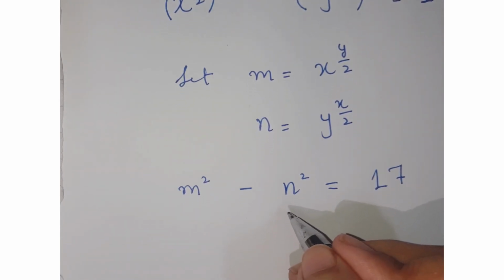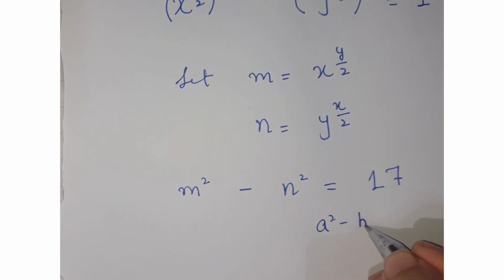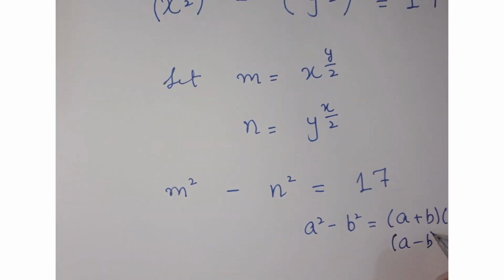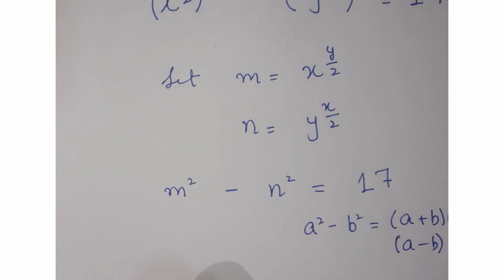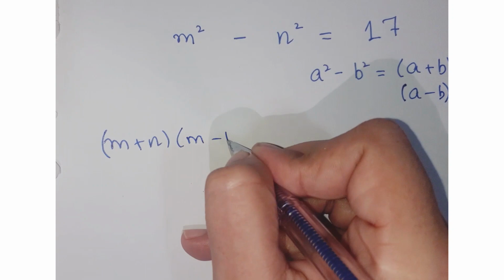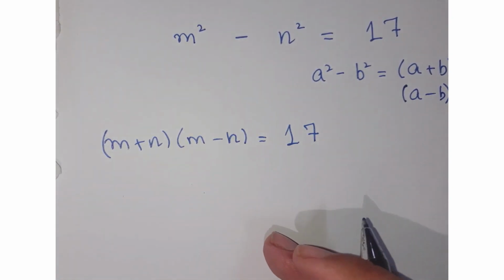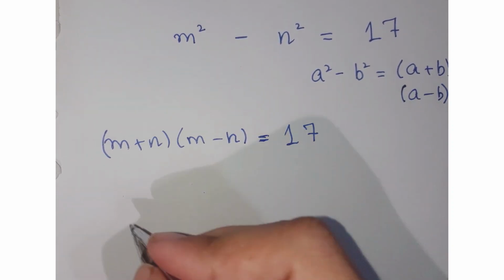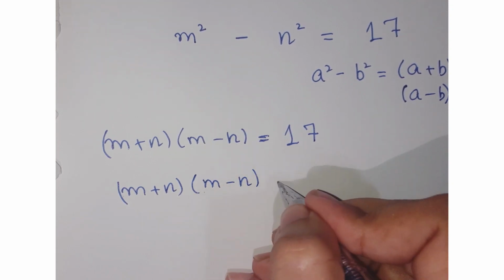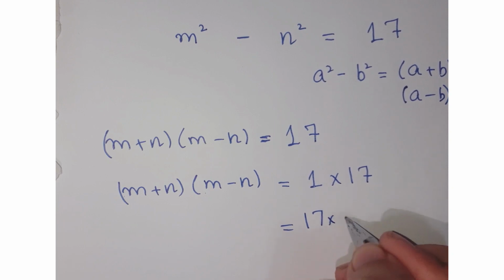Here you can apply the algebraic identity, that is a square minus b square is equal to (a plus b)(a minus b). So you can write it as (m plus n) into (m minus n) is equal to 17. Now we have two terms equal to a single term, so we'll break up 17 into its factors. So it is 1 into 17 and 17 into 1.